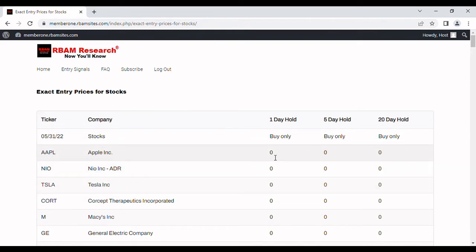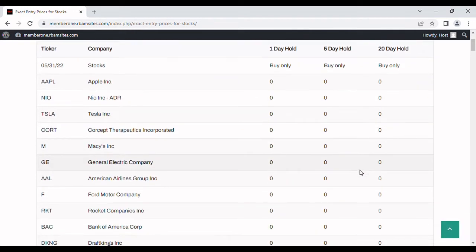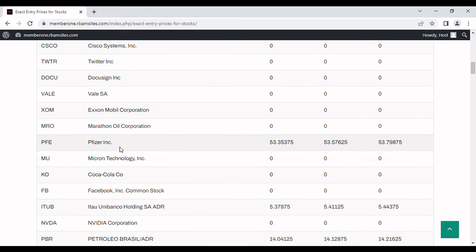If we look at Apple here, we can see that today there's no recommended buy price at all. Zeros are calculated by the algorithm, and the zero would mean there's no recommended price to look at today. If we go down a little bit here, we'll find something, I'm sure. If we look at Pfizer today, it's recommending you take a look at $53.35 on a one-day hold. Now, you can use a one-day, a five-day hold, or 20-day hold for swing trading. You could use a one-day hold for day trading, although technically you're supposed to hold it until the end of the next trading day. So in other words, buy today, and if you don't make a profit, you would close it out worst case tomorrow.